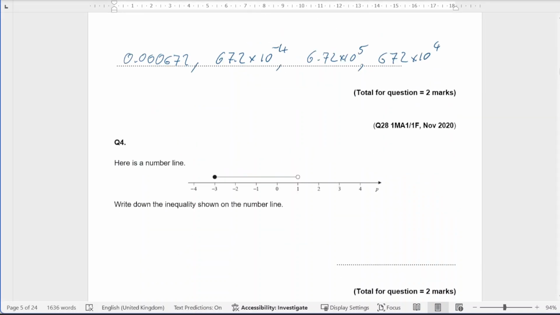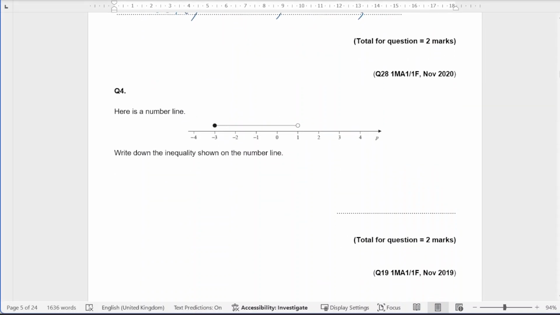Okay, question 4. Here's the number line. Write down the inequality shown on the number line. Actually, technically speaking, I didn't spot this the first time. That letter should be P because we've got P here. So P, the smallest it could be is minus 3. The largest it could be would be 1.